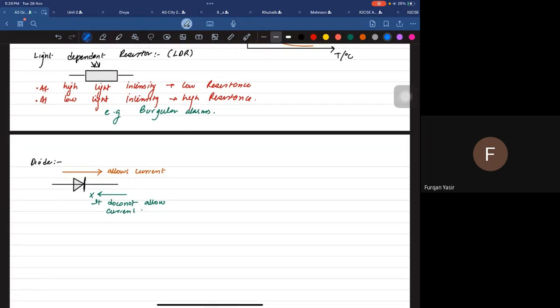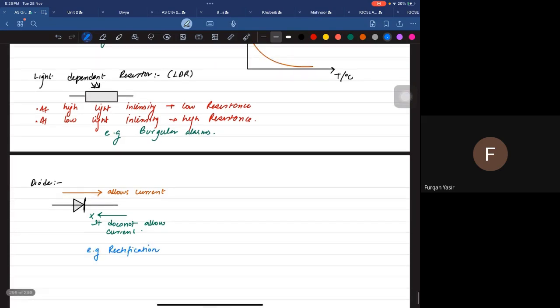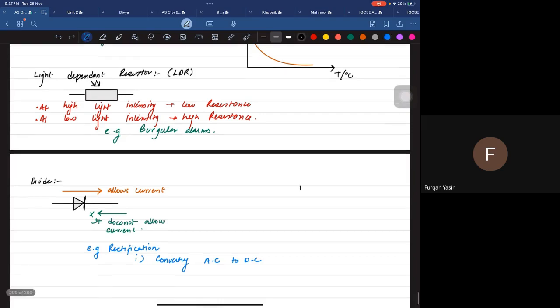Now a diode has a function called rectification. You will learn this in more detail in A2. But simply, you should remember that it is converting alternating current to direct current. That's because a diode only allows current in one direction. Alternating current has two directions, so it just cancels out the other one.